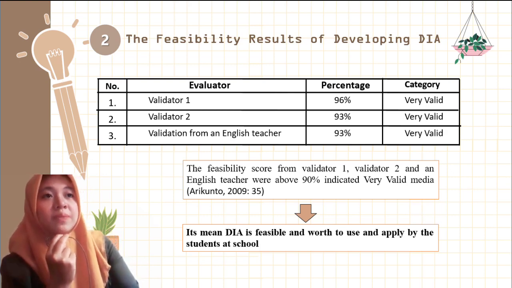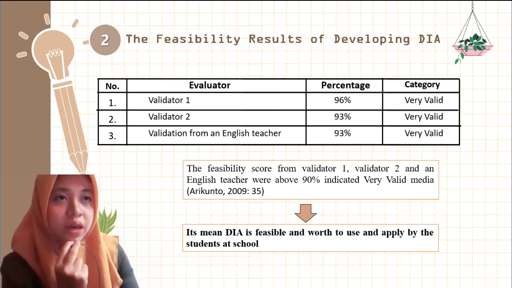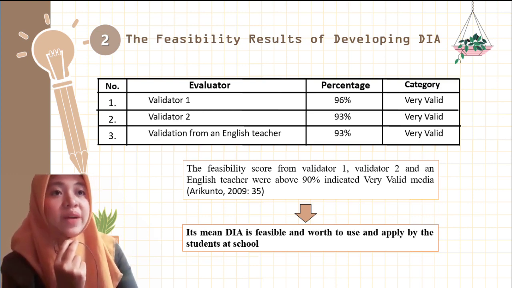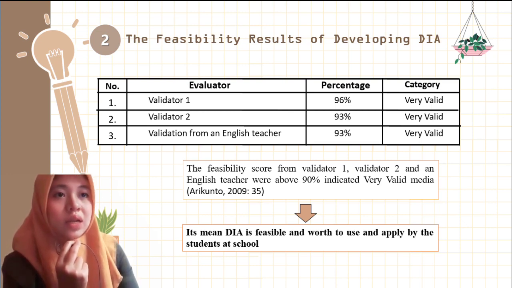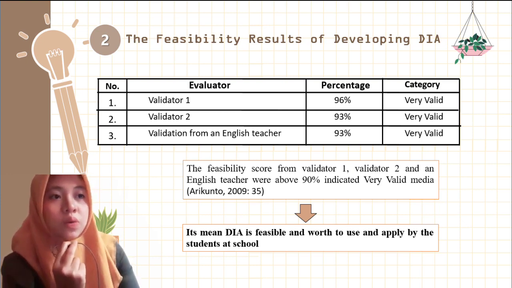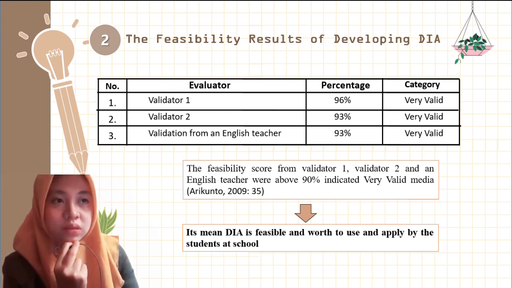Okay, the next one is the feasibility result of developing DIA. Here are the tables that the researcher got from the validation sets. It's from validator 1 as supervisor 1, validator 2 as supervisor 2, and validation from an English teacher. The feasibility scores from validator 1, validator 2, and the English teacher were above 90%, which indicated a very valid media based on Arikunto 2009, page 35. So it means DIA is feasible and worth using and applying by the students at school.